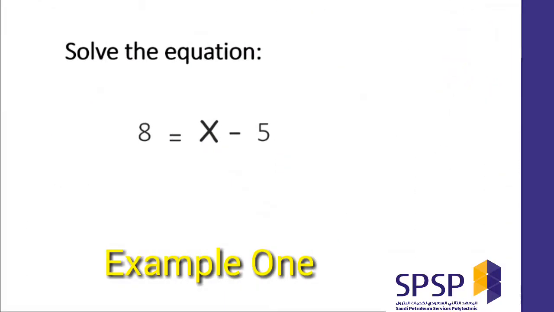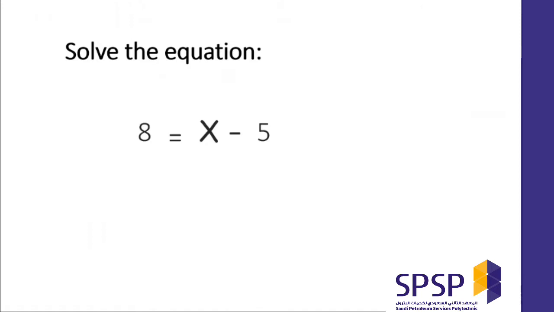Solve the equation 8 equals x minus 5. Since we have minus, we need to start by moving it to the other side. So we need to move 8 without changing its sign, because it stays on the same left hand side. And when we move minus 5 from the right hand side to the left hand side, we need to change the sign to be plus. 8 plus 5 is 13.